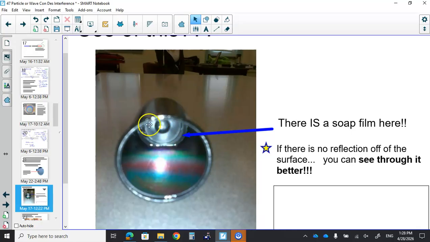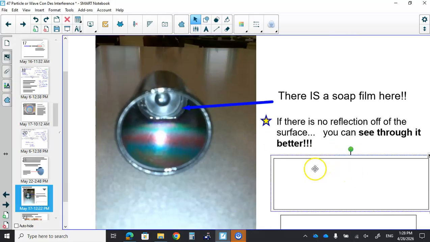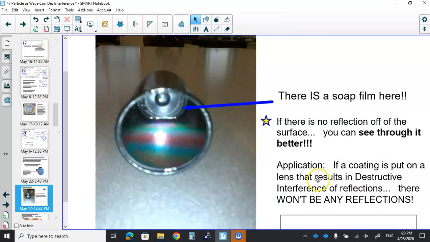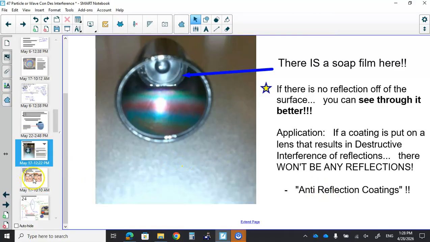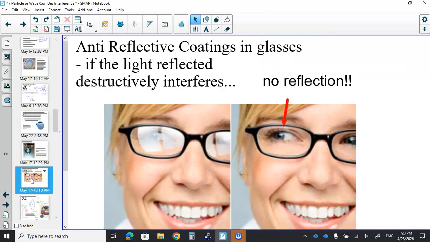So yeah, the use of this, you can really see, like, I shine light on this film canister, and you can see into the bottom, like there's nothing there, right? So you can see through really well. Whereas here you can't see the inside of the canister, because instead you're seeing the light that's reflecting off of it. So yeah, you can see through better for sure. There aren't any reflections. So the obvious application here is anti-reflection coatings on glasses, and we'll analyze why they work.